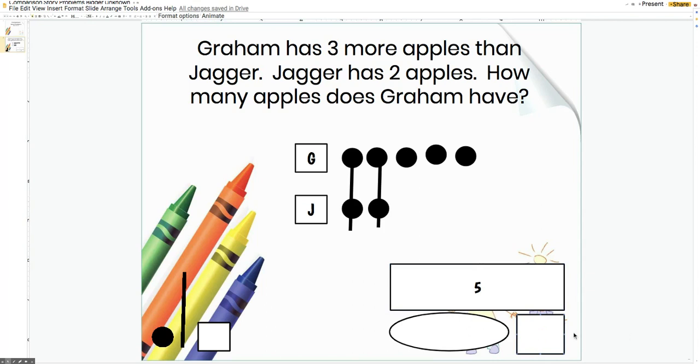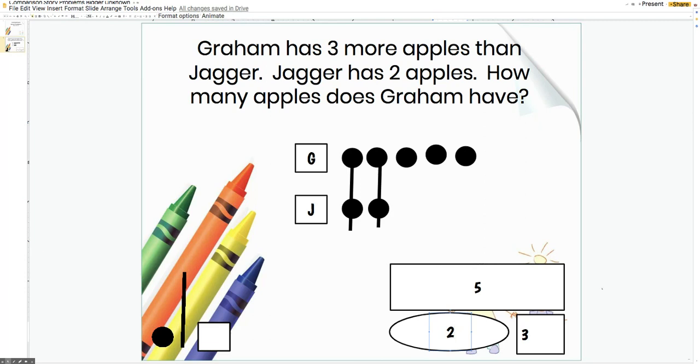Well, from the first part of the story, we knew that he had 3 extra. Those weren't the ones that Jagger had. He had 3 extra, so I'm going to go ahead and put my 3 extra right there. And we know that Jagger had 2. So the 2 apples that Jagger had plus the 3 extra gave us Graham's 5 apples, didn't they?